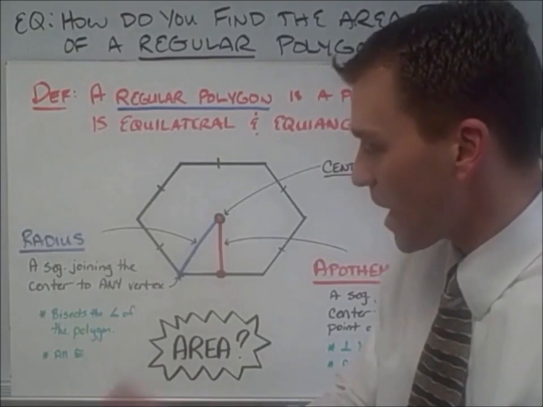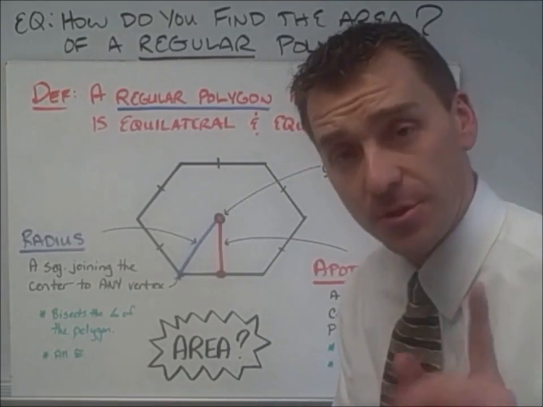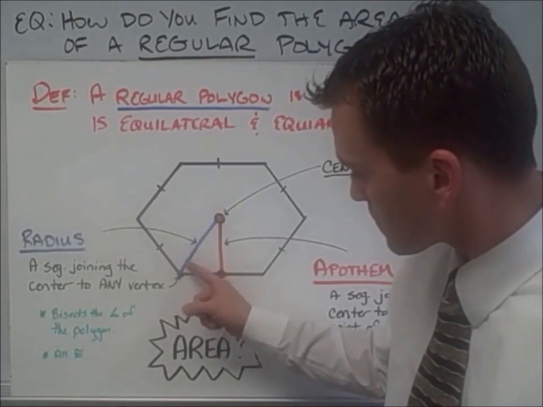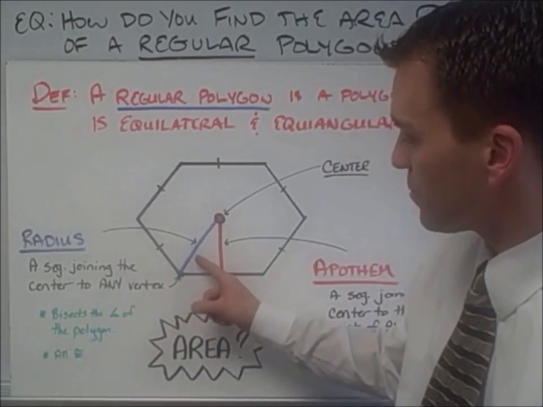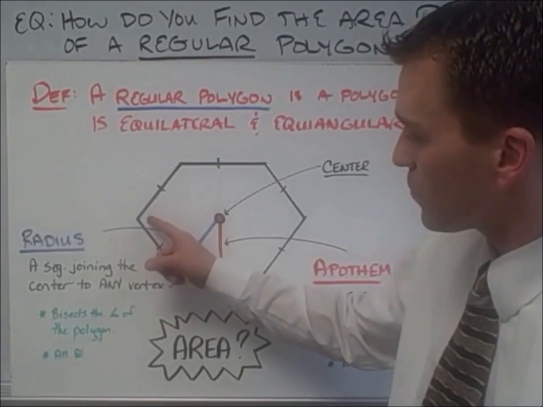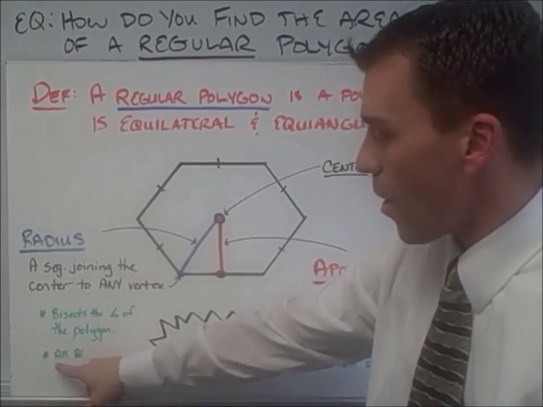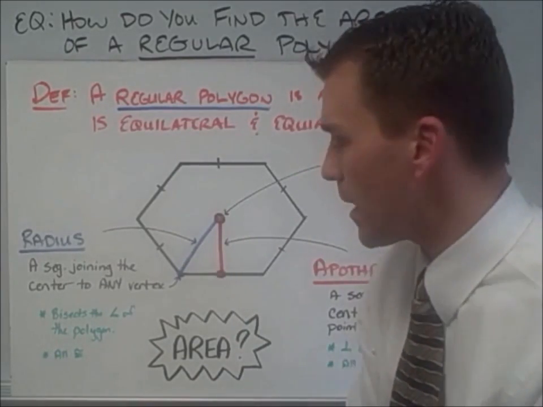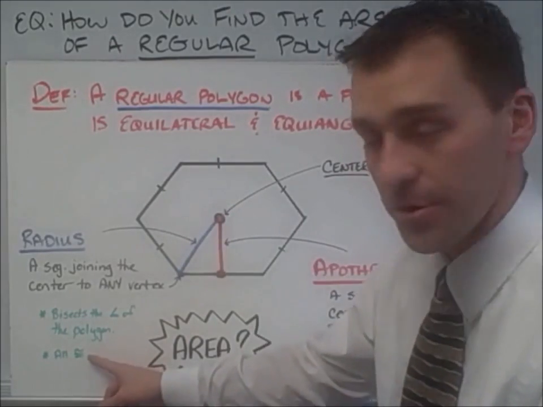There's a couple of important things about the radius, other than looking in your book, and here are the two that I'm going to point out to you. The radius bisects the angle of the regular polygon. So this radius bisects that big angle into two equal angles, as it would over here if you drew it. It also, which should make sense since we're talking about a regular polygon, means all of the radii that you would draw in the regular polygon are congruent.